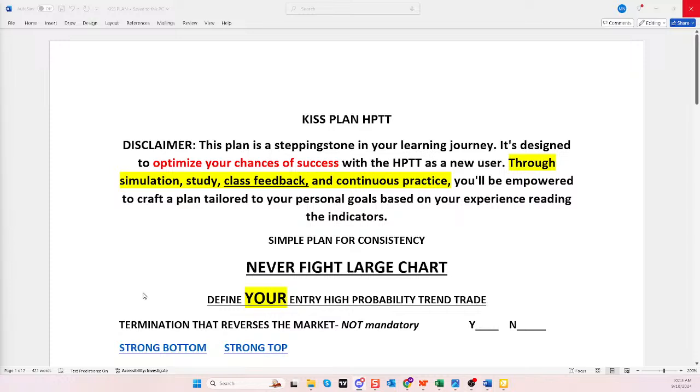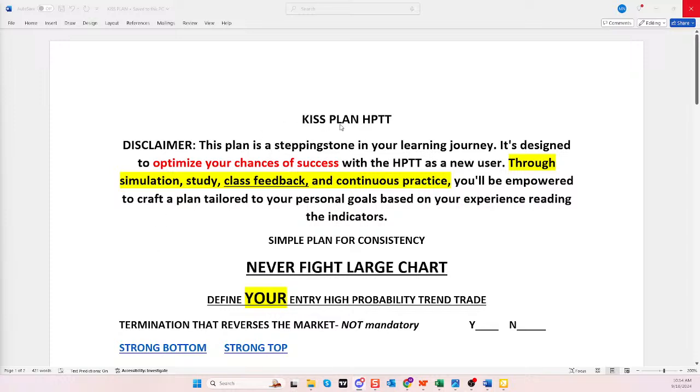Guys, this is the KISS plan. The Keep It Simple Sunshine plan. The Keep It Simple Silly plan. Don't tell HR. It's the Keep It Silly Stupid plan, right? Stop overthinking. Stop trying to make things more than they are, guys.